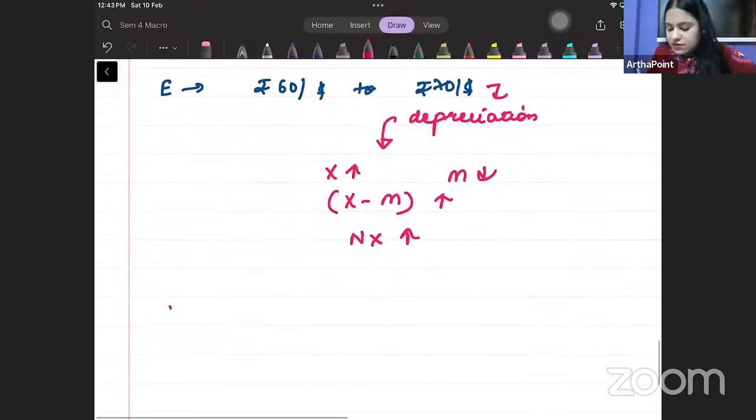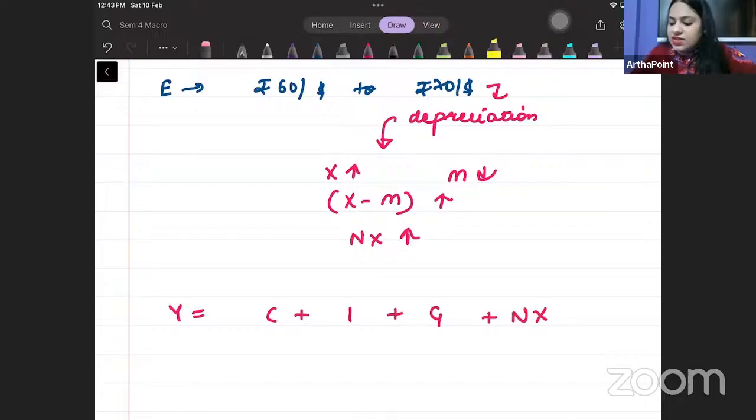So we can say that Y is equal to C plus I plus G plus NX. And we are saying that, look, this net export now, it will increase when your currency will depreciate. और अगर ये net export बढ़ेंगे बच्चे, तो won't your output also increase? Yes, output will increase. So we are saying that when there is depreciation of the currency, there is going to be an increase in the output.